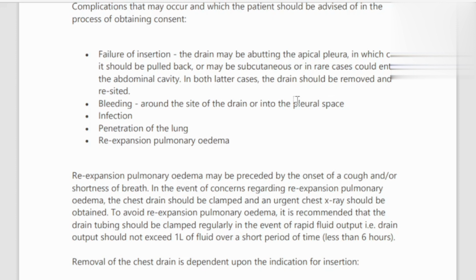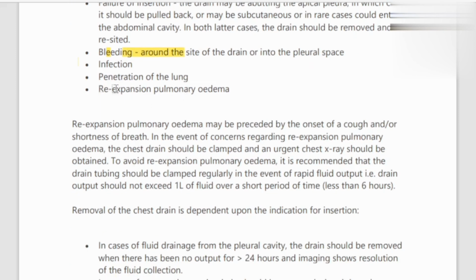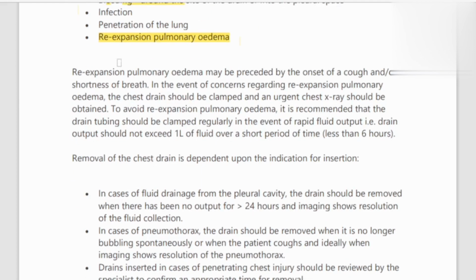What are the complications? The patient may not give consent, or failure of insertion, meaning you do the chest x-ray and it shows the tube has gone into the lung or the abdominal cavity, so you should remove and reset it. Bleeding may occur, infection, penetration to the lung, or re-expansion pulmonary edema. Remember this, because most patients face this and it is an acute condition.